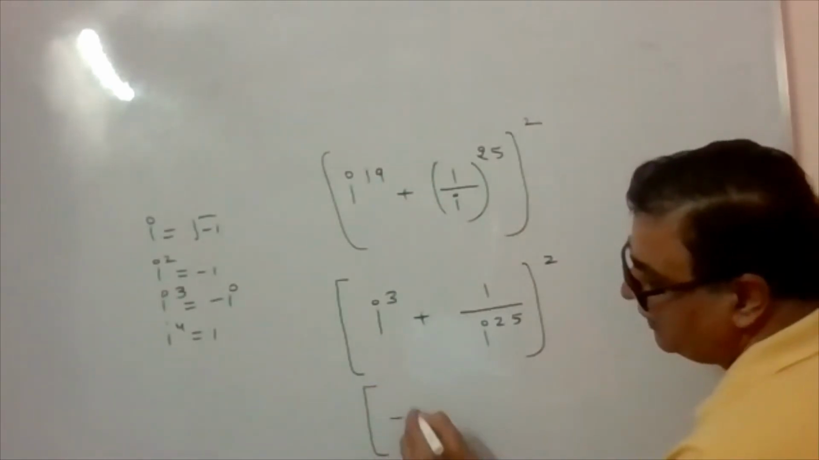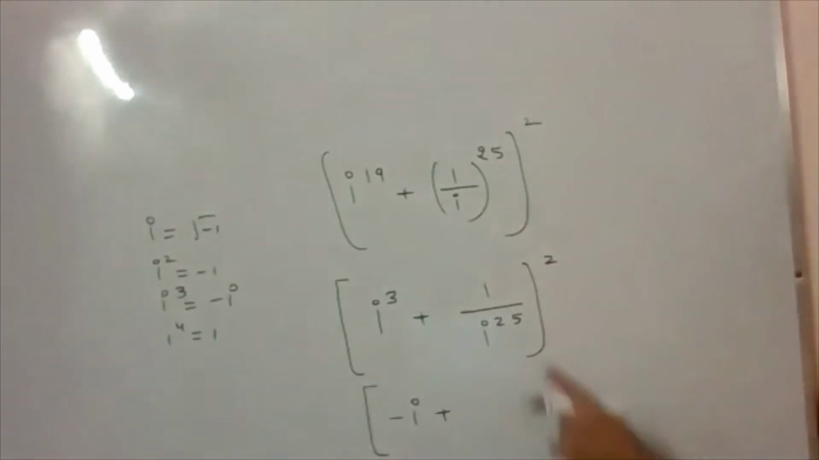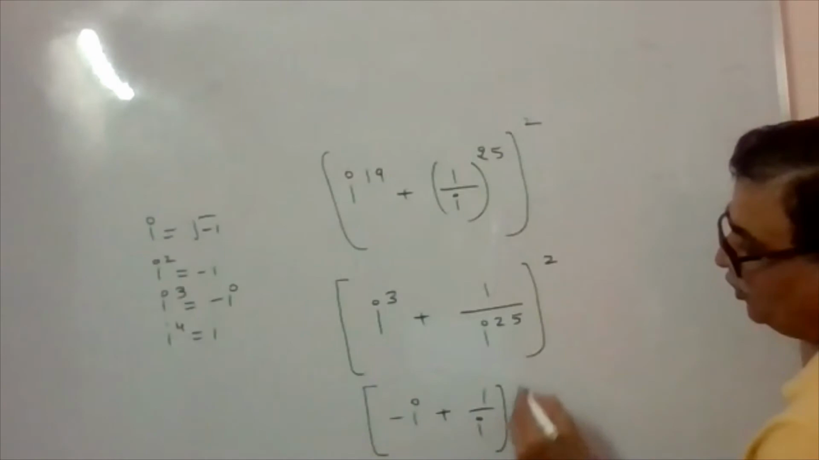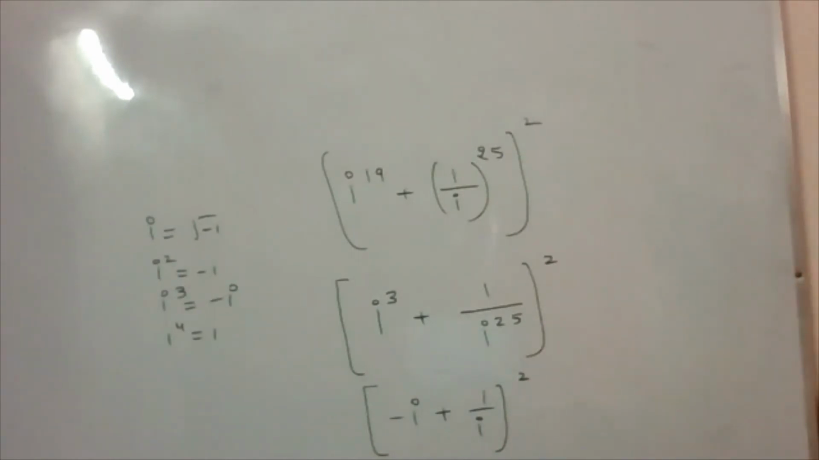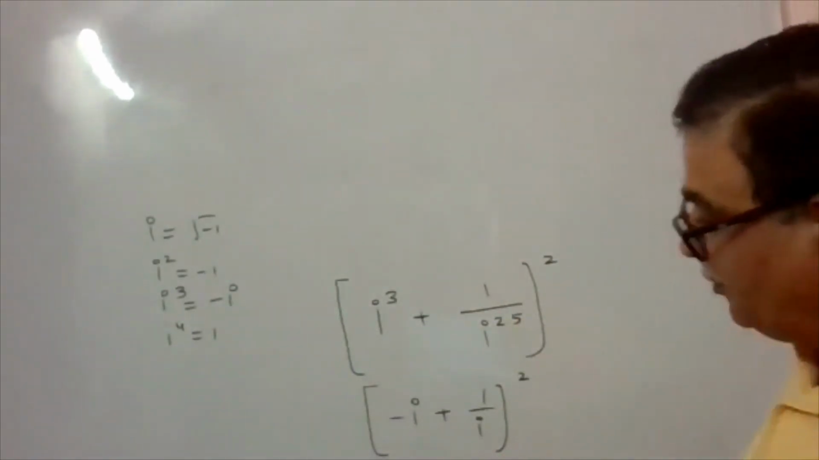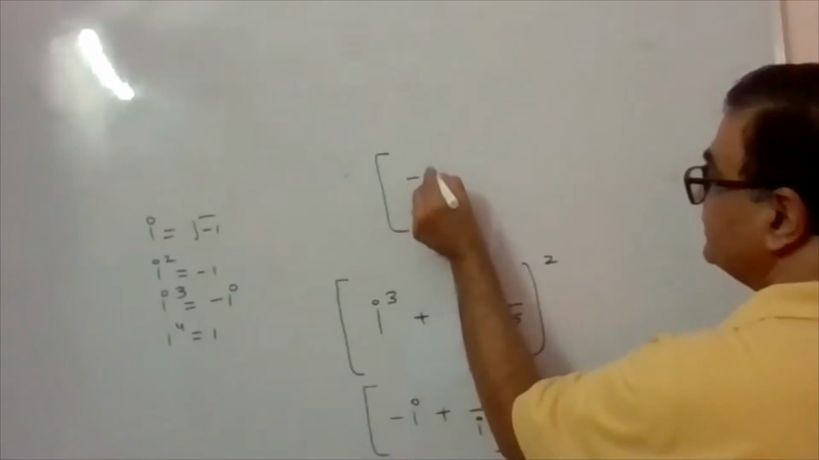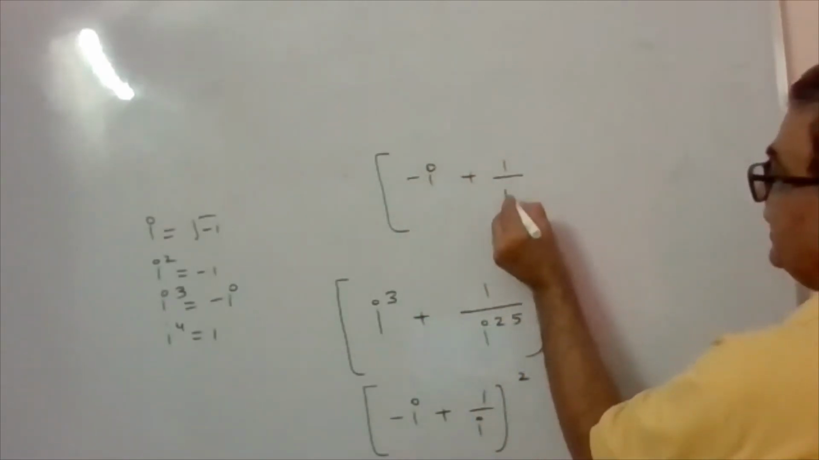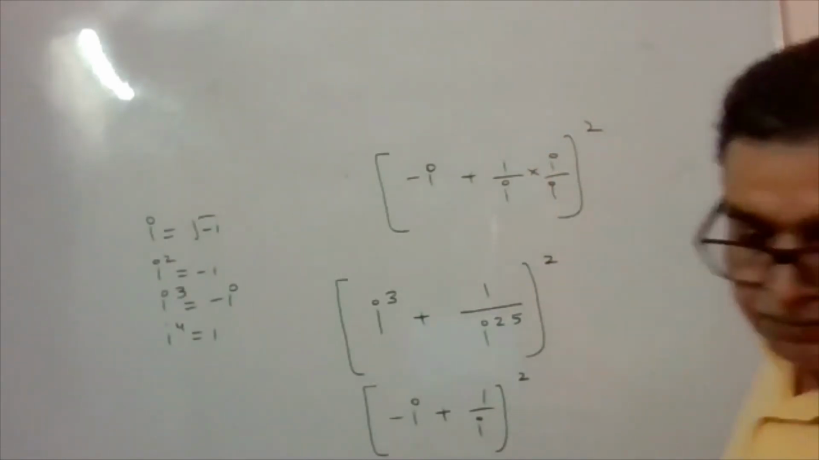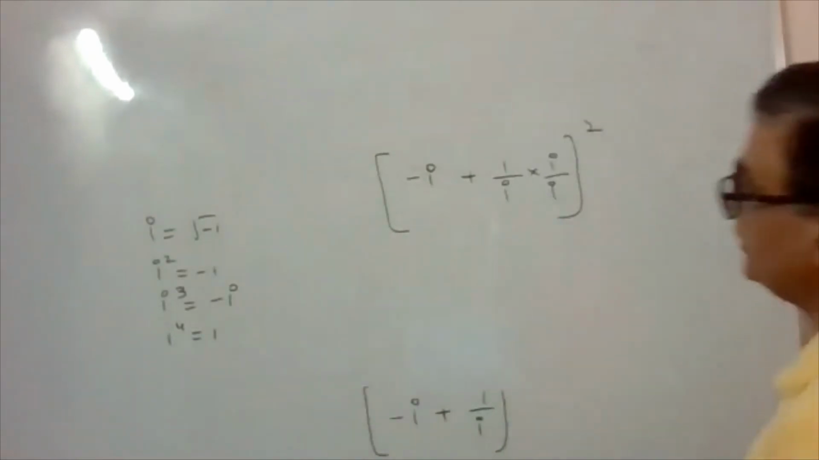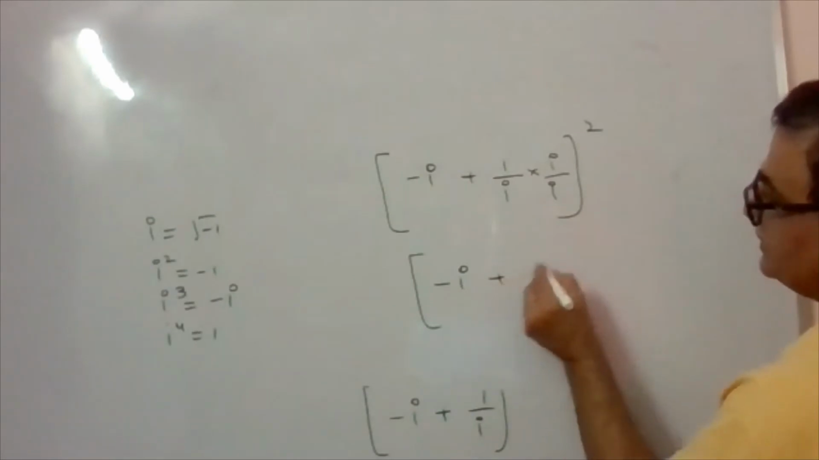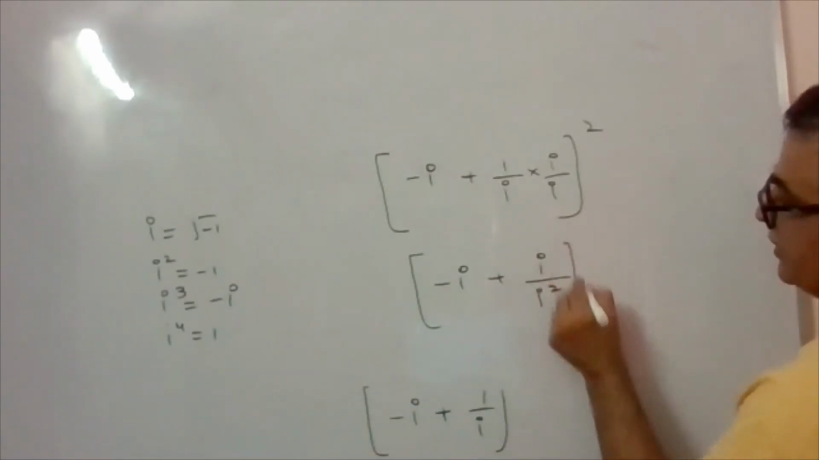Iota cube is nothing but minus iota plus. Iota power 24 is 1, left is only iota, so it will be 1 by iota, whole power 2. Then I told one thing that iota we never keep in the denominator, so we will write this as minus iota plus 1 by iota multiplied by iota divided by iota, whole square. Now when you solve it, it will come out to be minus iota and this will be plus iota by iota square, whole square.